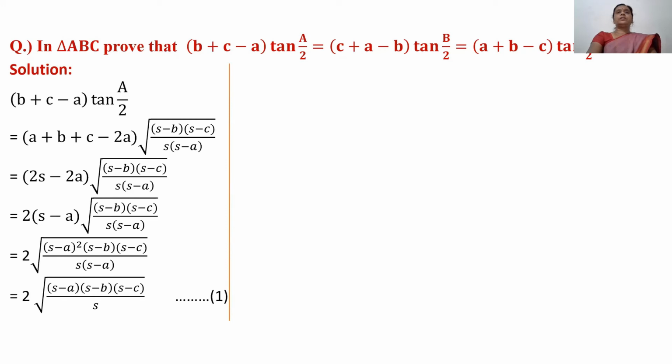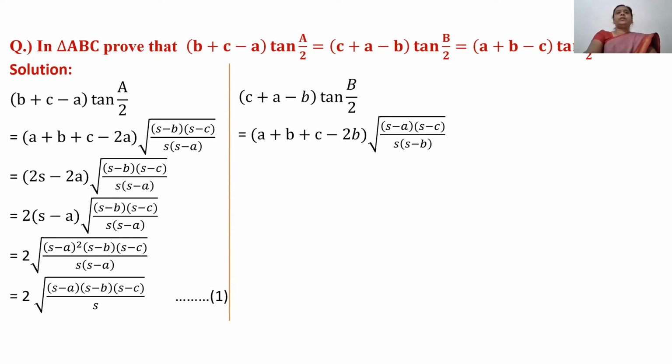Then we will prove the second. C plus A minus B into tan B by 2. Now here again I don't need this minus B, therefore I will add 1 of the B and subtract 1 of the B. After adding and subtracting 1 of the B, we will get in the bracket A plus B plus C minus 2B, and the value of tan B by 2 according to the half angle formula will be under root S minus A into S minus C divided by S into S minus B. Now what is this A plus B plus C?